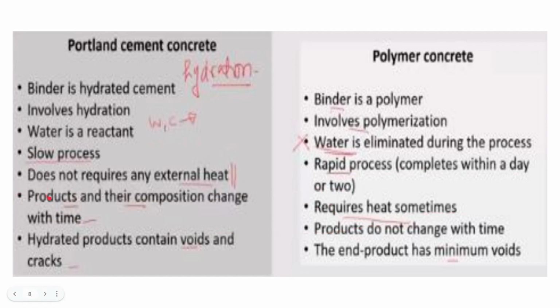In case of PCC, products and their composition change with time, because with hydration new products are being formed. But in case of PC, products do not change with time, so they are constant. And in case of PCC, hydrated products may contain voids and cracks. Generally they contain both of them. But in case of PC, the end product has very minimum voids, so it has a lot of advantages.